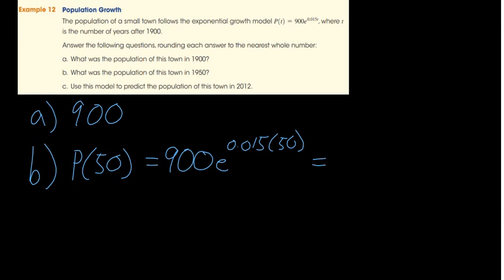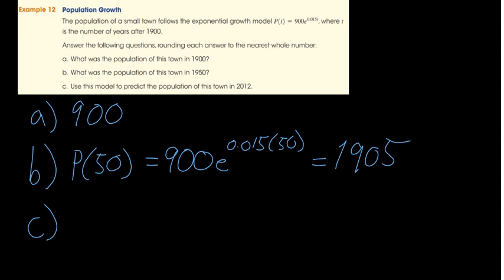and that is 900, ooh, that's 9,000 times e raised to the 0.015 times 50. It looks like 1905. So we have 1,905 people. So in 50 years, we grew our quaint little town from 900. We grew it about 1,000 people. Okay. C, use the model to predict the population of this town in 2012?